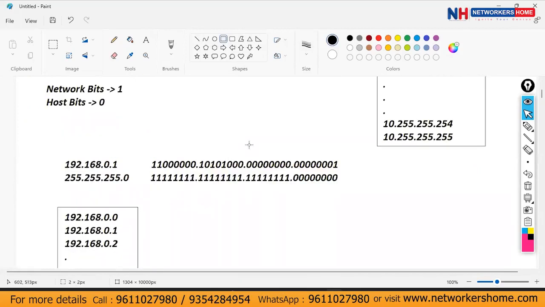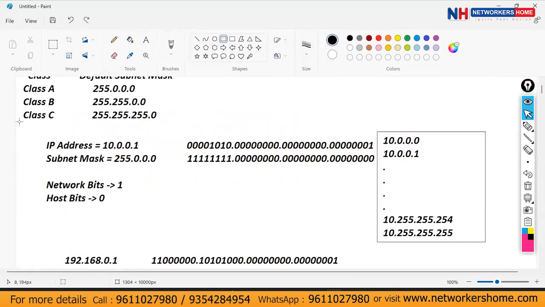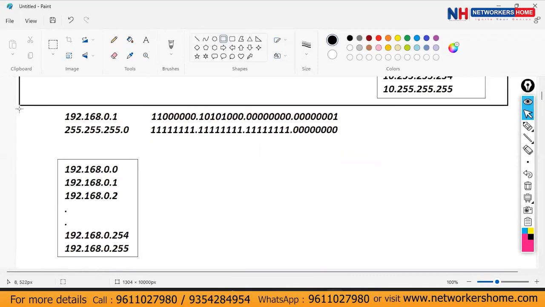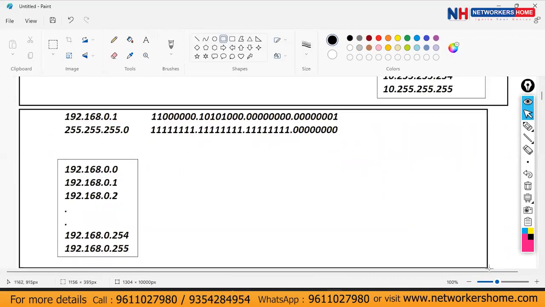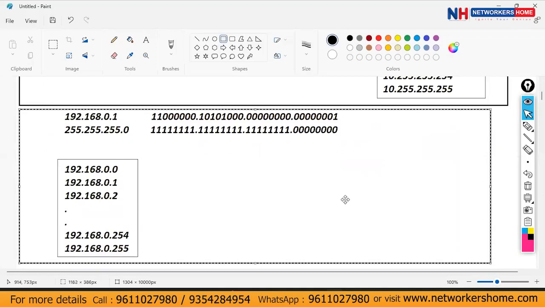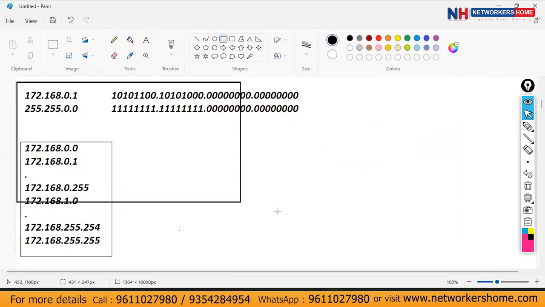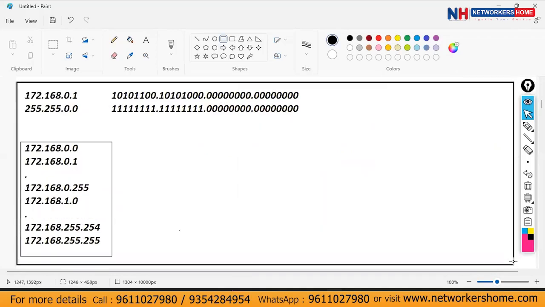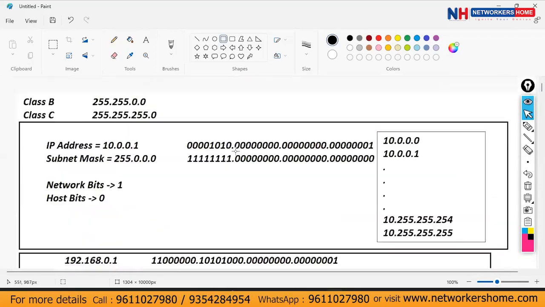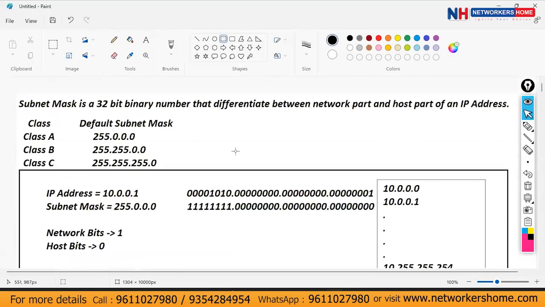This calculation is for class A, this is class C, and class B. Now you know how you can calculate by looking at the subnet mask. If you are given an IP address and a subnet mask, you can easily calculate the range, right?